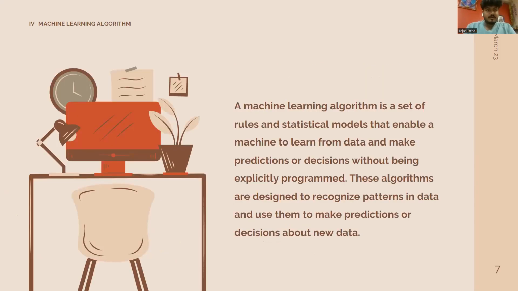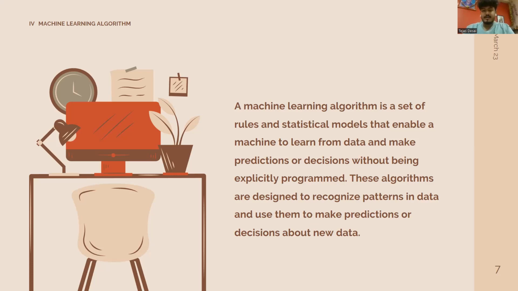So the next topic we are going to see is machine learning algorithms. A machine learning algorithm is a set of rules and statistical models that enable a machine to learn from data and make predictions without being explicitly programmed. Machine learning algorithms are used in a wide range of applications, from image and speech recognition to fraud detection and medical diagnosis. Choosing the right algorithm for a given task is important to ensure that the machine can learn effectively and make accurate predictions or decisions.